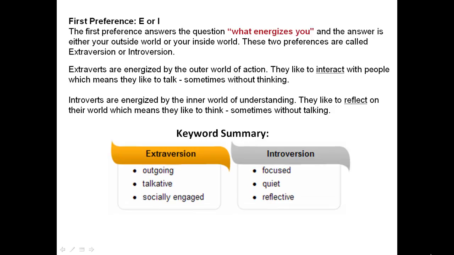As a keyword summary, extroverts are normally seen as being more outgoing, talkative, or socially engaged. Introverts are seen as being more focused, quiet, and reflective. Which seems more like you?